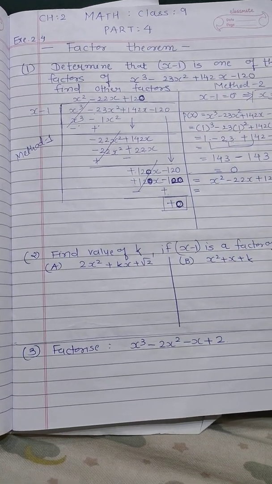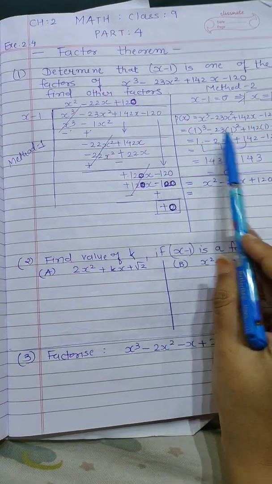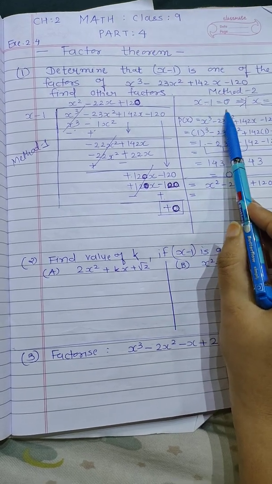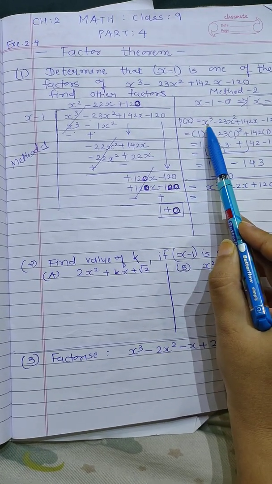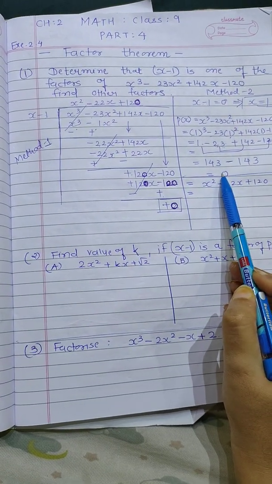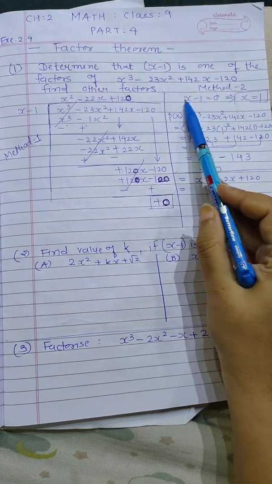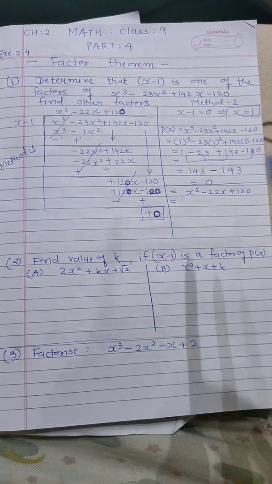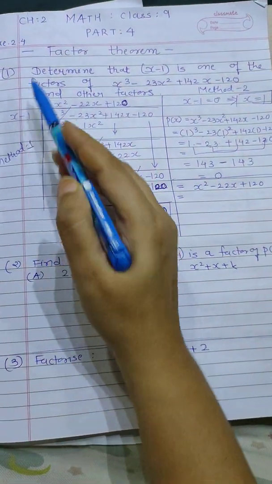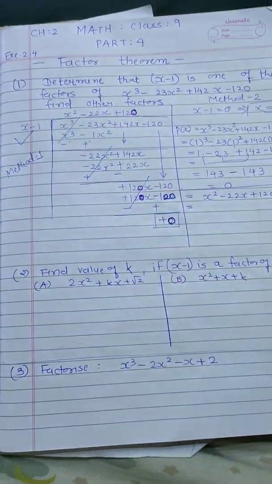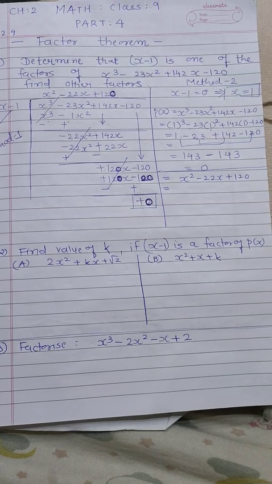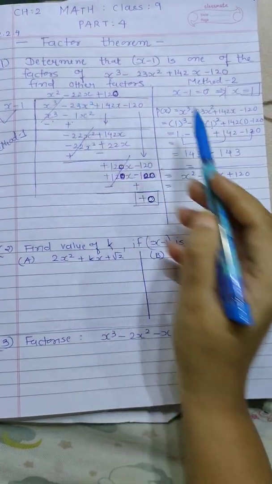Now you have to find other factors. Here you can see I have used the easier method also. What I have done is I have taken x minus 1 equal to 0. So x is equal to 1. I have kept this 1 here instead of x, and you can see that the ultimate result is 0. So it proves that x minus 1 is one of the factors. So you can find the other factors using the division method. This is the one factor that has been identified. Now to find the other factors, I need to take the quotient and factorize it.